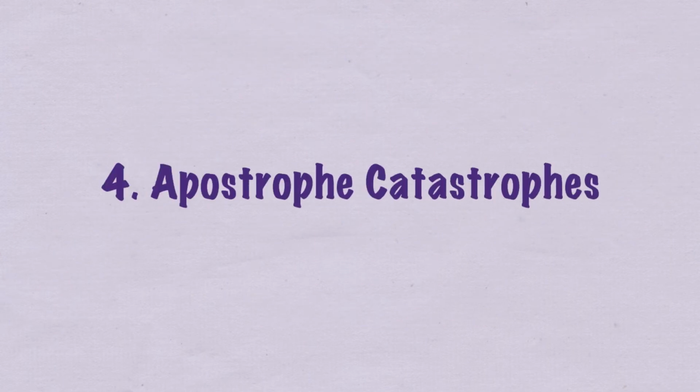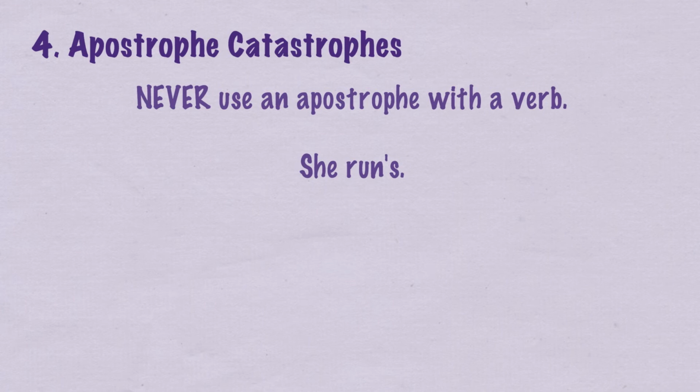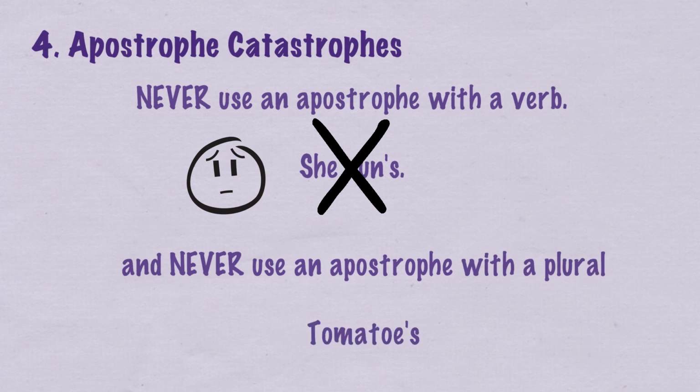Okay, and a couple of popular apostrophe catastrophes. Never use an apostrophe with a verb. Verbs do not have apostrophes. So she runs does not have an apostrophe ever. And the second one, and this is the one that really gets the grammar pedants going, never use an apostrophe with a plural, and it's the example that you always see in greengrocers. Tomato apostrophe S for sale. They're not selling anything that a tomato owns. They're selling tomatoes plural. It doesn't need an apostrophe.